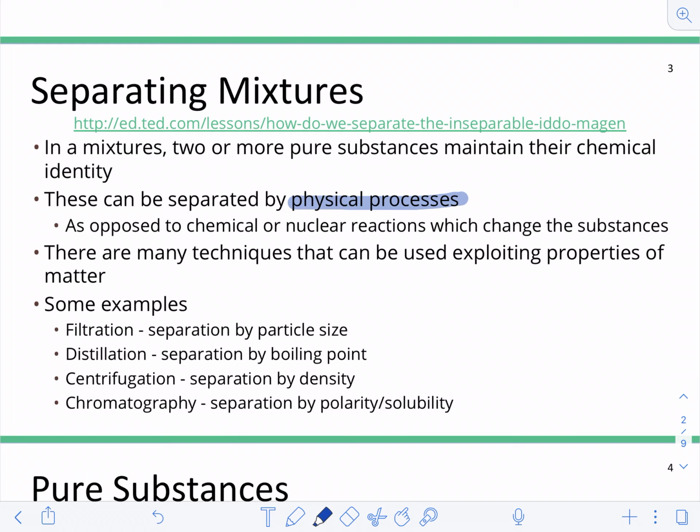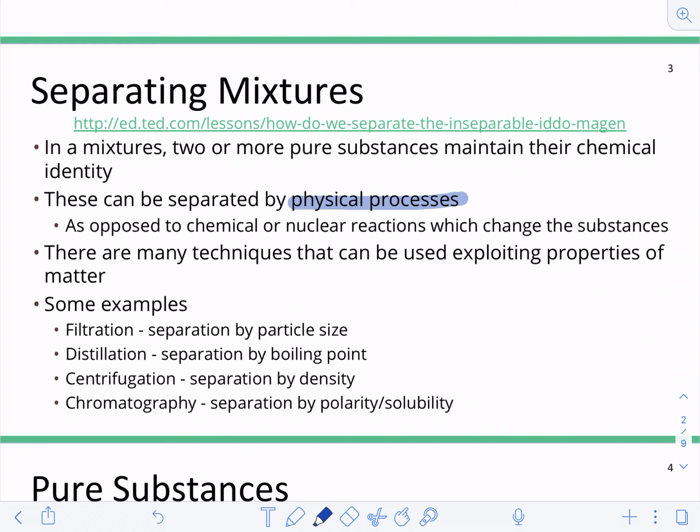Distillation is a separation by boiling point. Let's say that I have a mixture of water and ethanol. Ethanol has a significantly lower boiling point than water. So I can actually distill. I could start heating up those liquids that are mixed together, and the ethanol portion of the mixture will evaporate and then condense and be recollected in a different beaker, because it will evaporate before the water does. So that's how we can separate that.